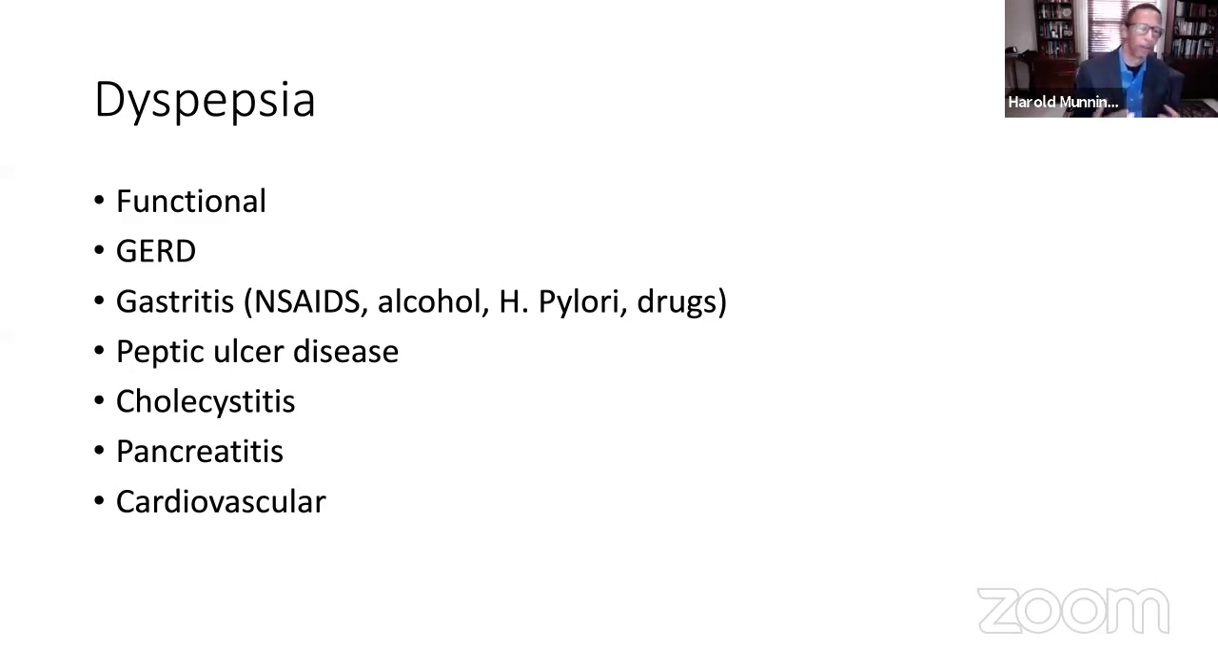And it could be functional, it could be gastroesophageal reflux disease, it can be gastritis, and we know that there are a number of causes of that. It could be peptic ulcer disease. It could be cholecystitis, pancreatitis. It might not be gastrointestinal disease at all. Cardiovascular disease is something that catches a number of people unawares.